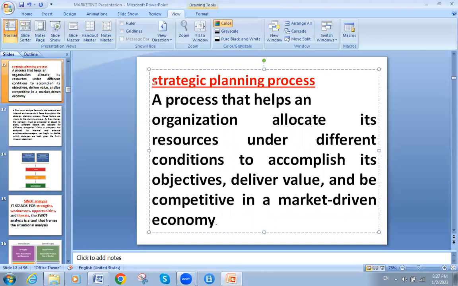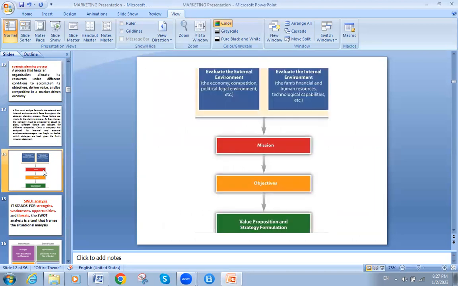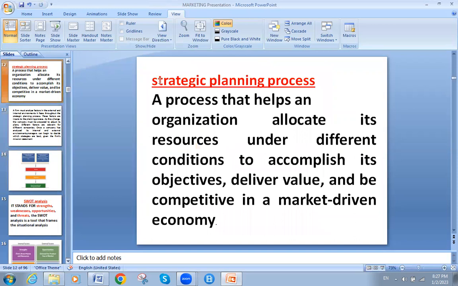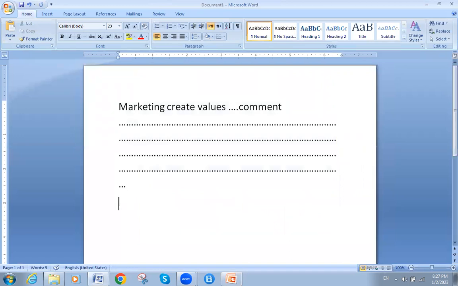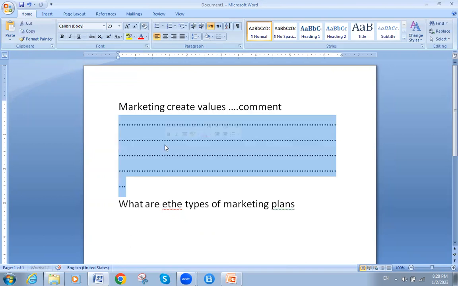Before we go to the strategic plan process, I just have to say what the types of marketing plans are, based on the level. And we will stop here and have a question right now. What are the types of the marketing plans? This will be our second question today.